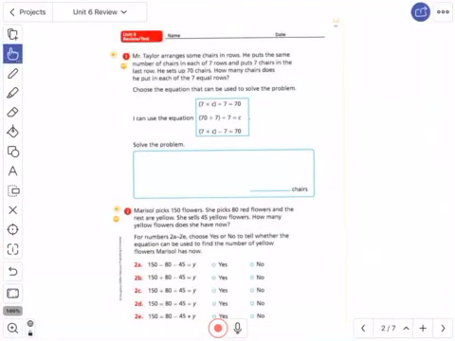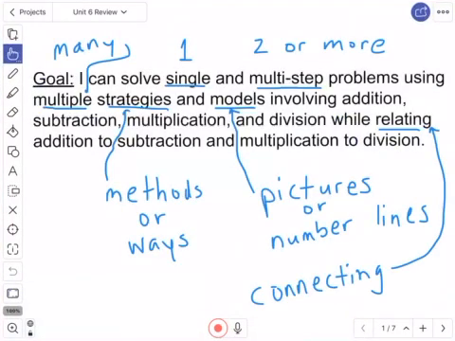To review for Unit 6. I'm going to start by reading our goal together. So everybody read it with me. I can solve. Ready? I can solve single, 1, and multi-step, 2 or more problems. So a lot of word problems, we're going to be doing a lot of single step and multi-step, 2 or more, kind of like we did throughout the whole unit, using multiple or many strategies.